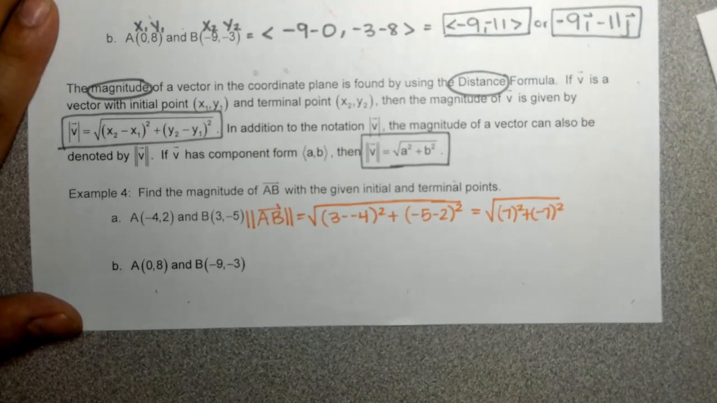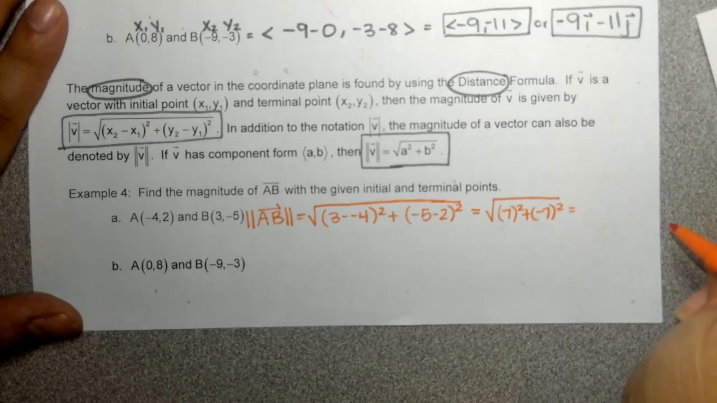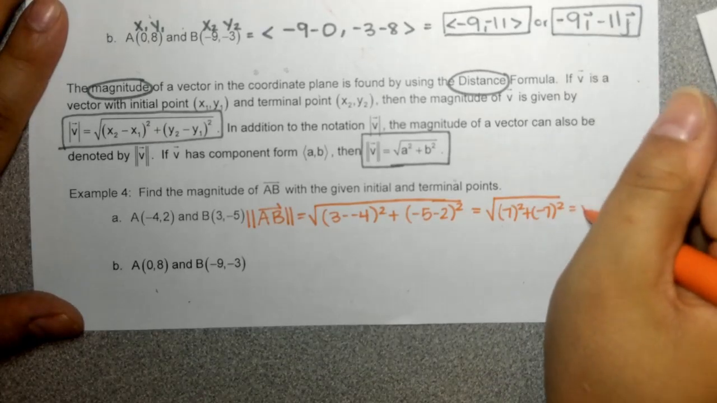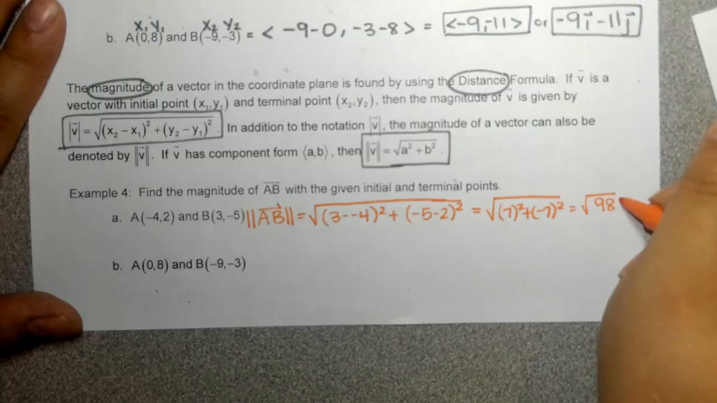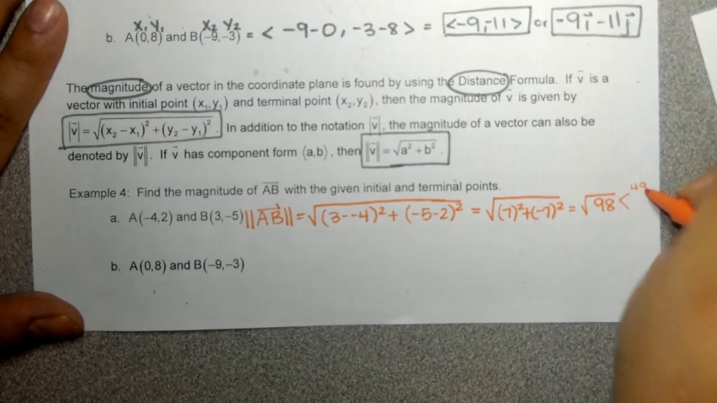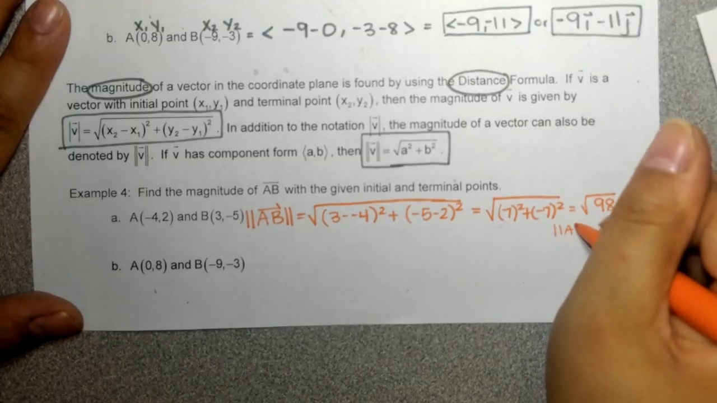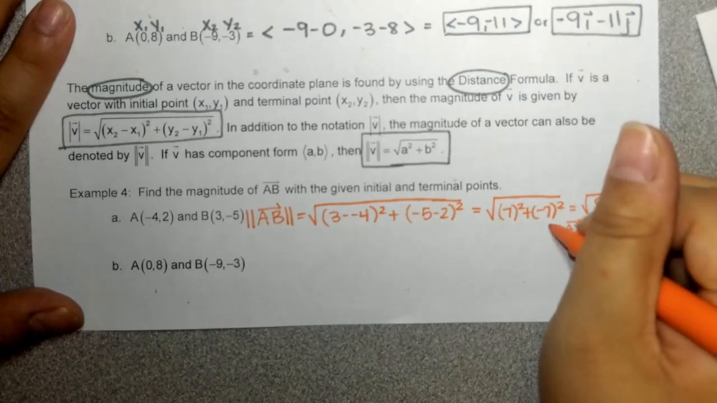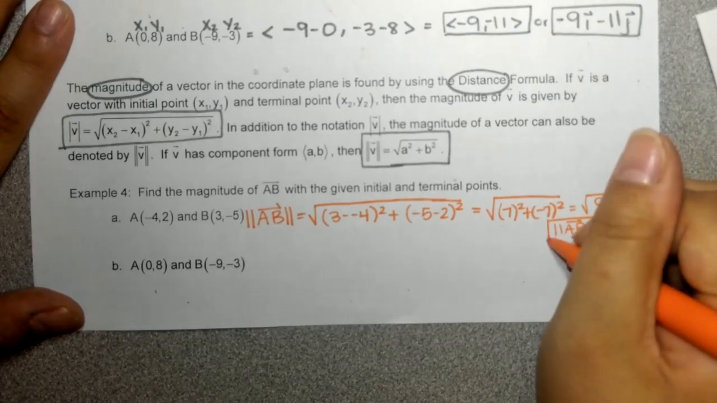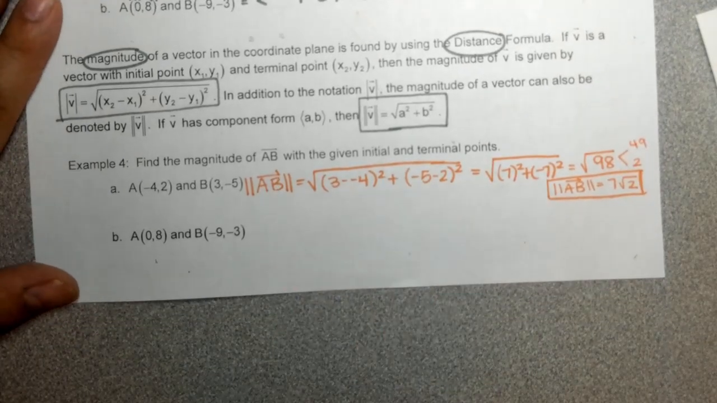What is 7 squared plus negative 7 squared? 49 plus 49 is? Square root of 98. And you need to simplify this radical. What is the square root of 98? Isn't it 49 times 2? Which is what? It is 7 root 2. And that is your magnitude, or your distance.